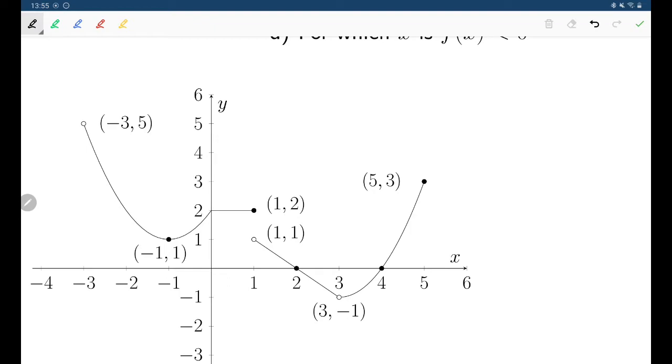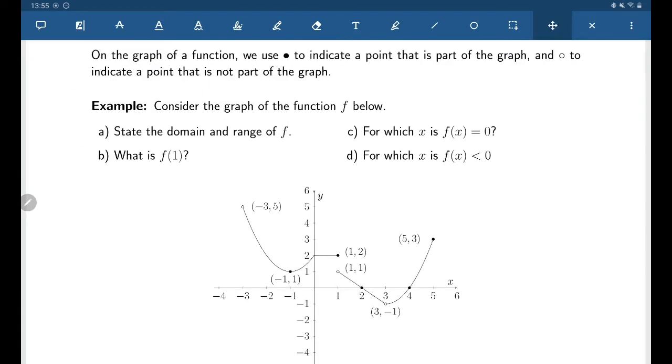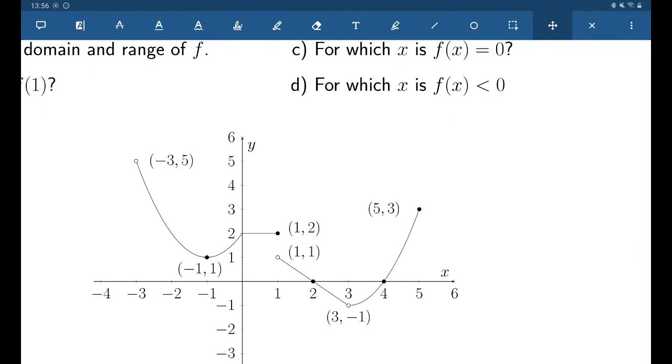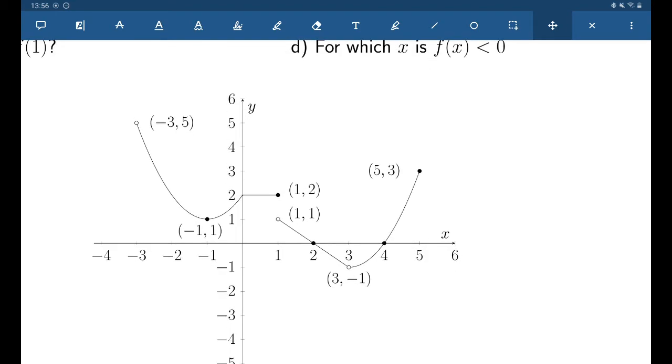So when x is 1, y is 2. Okay, so questions that we have for this function, first question would be, what is the domain and range of this function? And if we're thinking about the domain, I'm just going to zoom in so we can really see who's included and who's not.